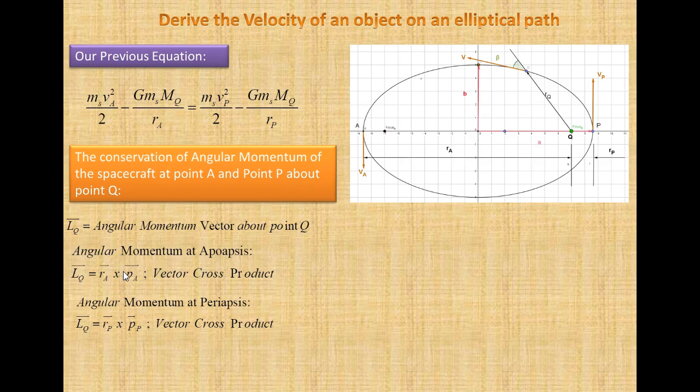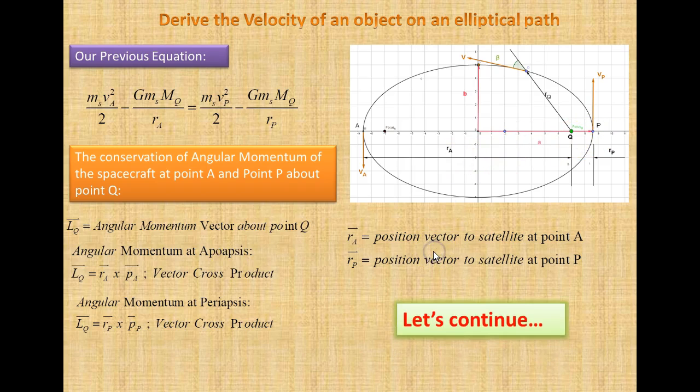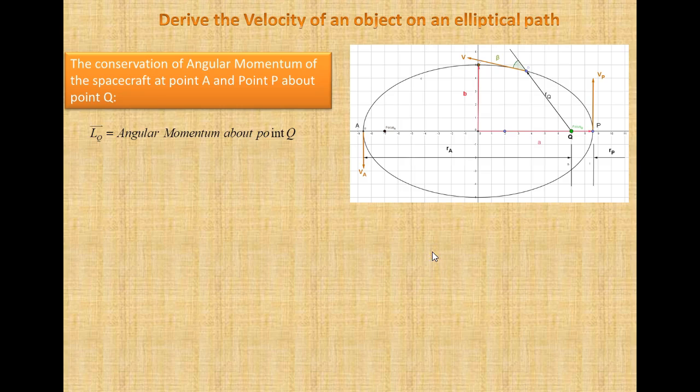And now I'm going to show you what you need to know for the vector cross product, so you don't have to worry about that. RA, as we know, is a position vector from Q to A, and RP is the position vector to the satellite at P from Q. RP from Q to P. Okay, let's continue.